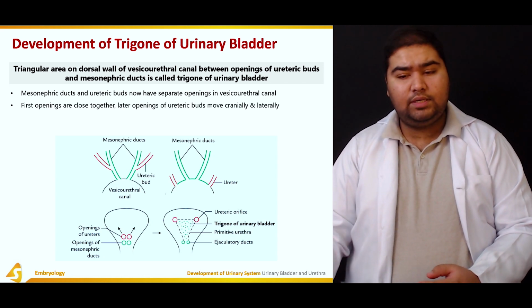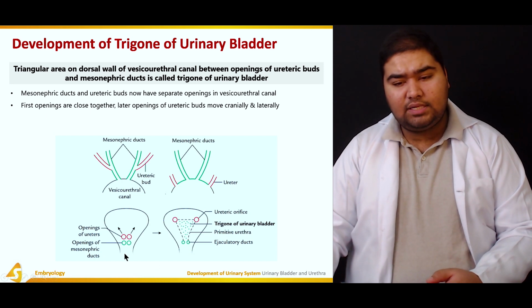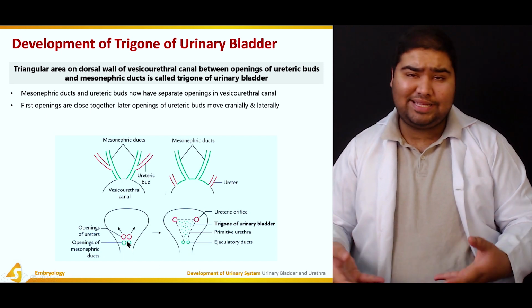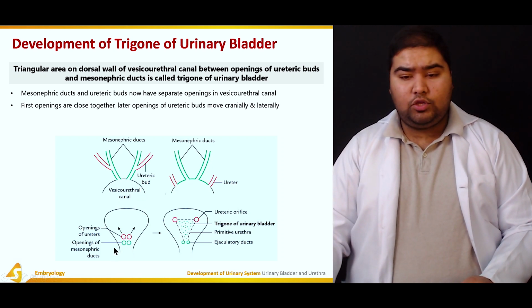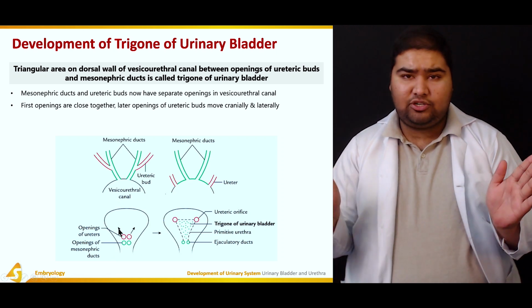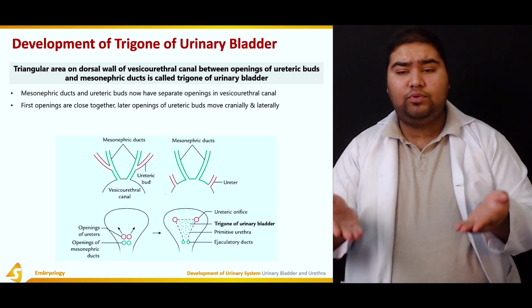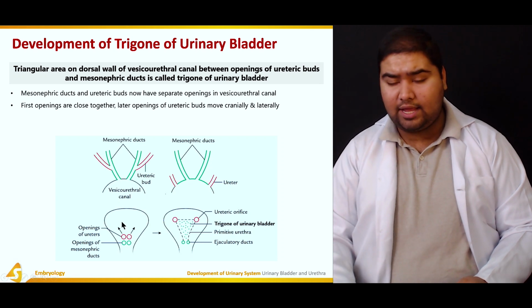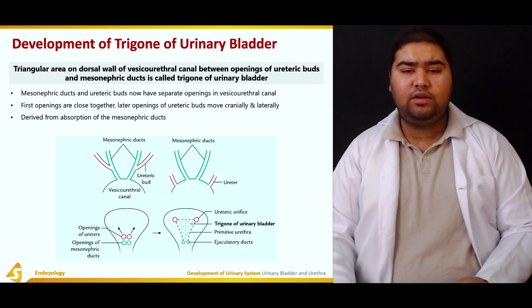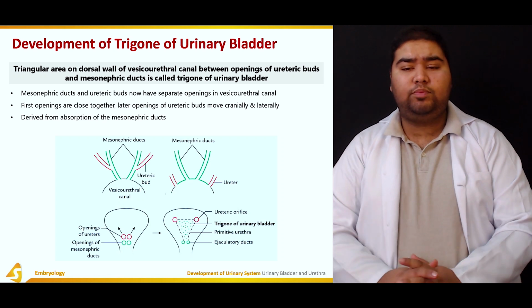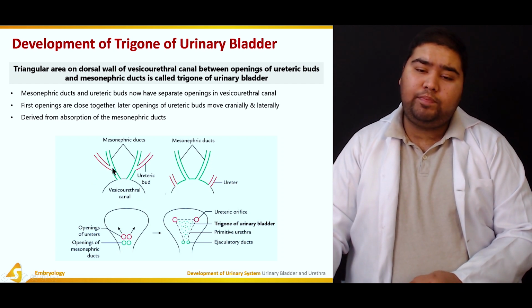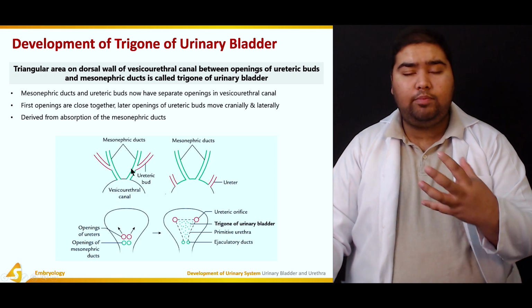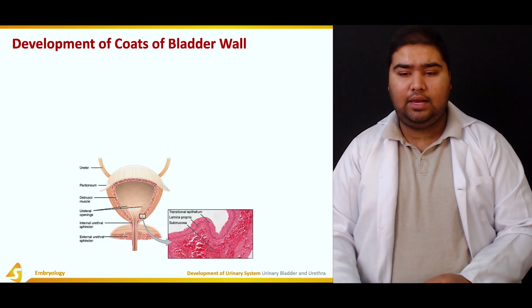At first the openings are close together. Here you can see in this figure, these openings lie close together, but since the kidney has to ascend, the ascension of the kidney causes the ureters to attain a more lateral as well as a slightly upward position, as a result of which a triangular trigone is formed. It is derived from absorption of the mesonephric duct. Here in the figure above, you can see the mesonephric duct distal to the opening of the ureteric bud is absorbed in the vesico-urethral canal.